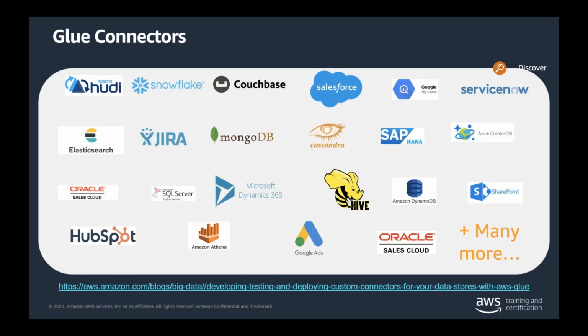So in summary, when you are creating an ETL job, you can use a natively supported data store, a connector from the marketplace, or you can even build your own custom connectors. Building custom connectors is quite easy and flexible, and you can take a look at the reference link at the bottom of this slide if you want to learn more about how to do that.